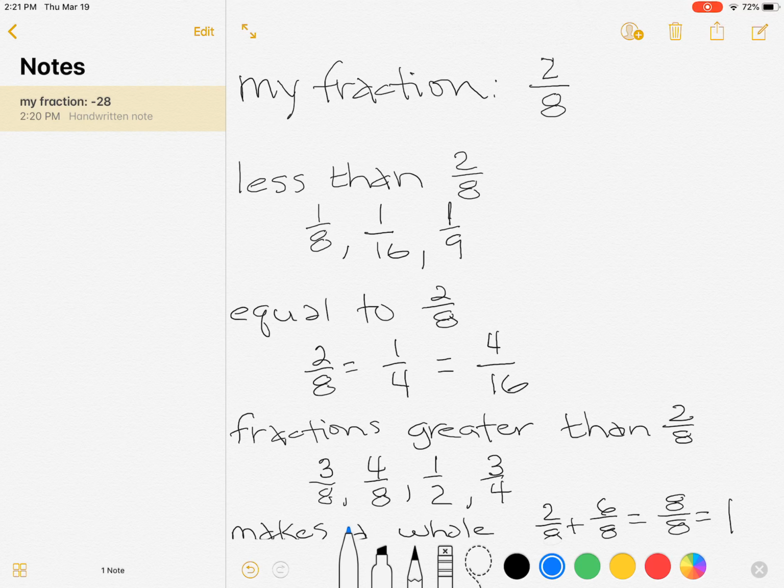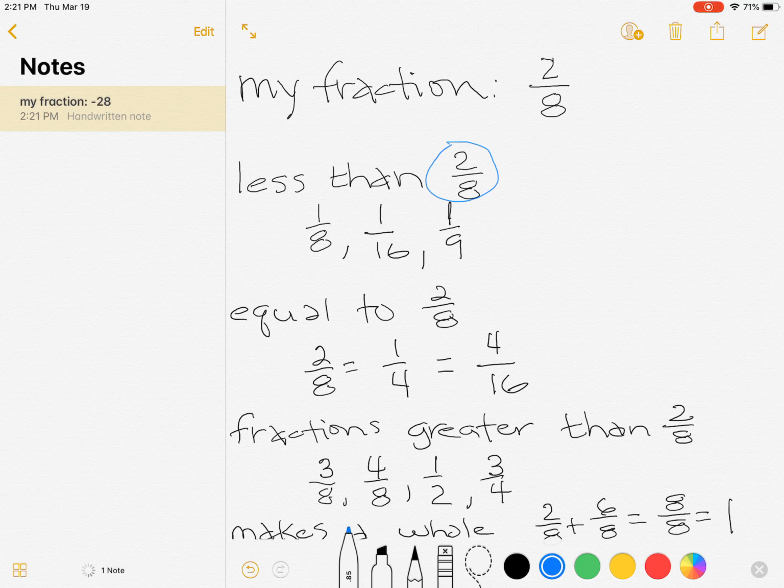Today, I would like just to take a little bit of time to review and extend our learning on fractions. So, one of the things that we talked about was we were able to take a fraction such as 2/8, and we were able to create fractions that were less than 2/8, such as 1/8, which would seem pretty simple.